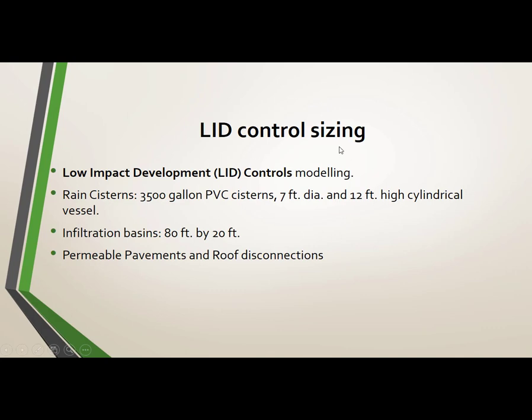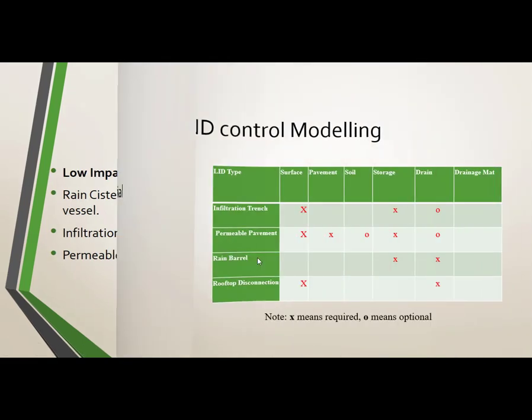This LID control sizing is based upon iterations. For the drainage cisterns, we are using 3500 gallon PVC cisterns, which have a diameter of 7 feet and a height of 12 feet. It's a cylindrical vessel. Similarly, the infiltration basins are 80 feet long and 20 feet wide, which can be placed in the parking lots so that they can function as a parking spot when the rainfall event is not happening, as well as infiltration basins when the rainfall occurs. And the permeable pavements and rooftop disconnections depend upon the site, and we will shortly see.